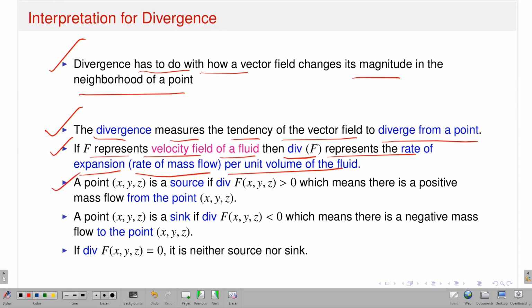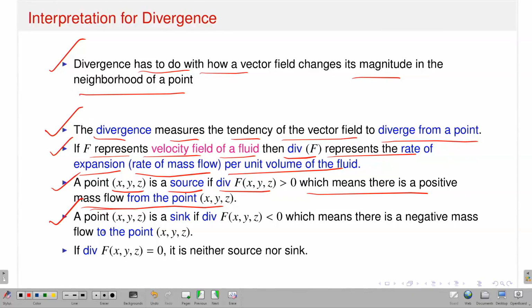Next one is a point x, y, z. You can note it down. A point x comma y comma z is a source if the divergence of my vector field capital F at the point x comma y comma z is positive, which means that there is a positive mass flow from the point x, y, z. So, you calculate the divergence of capital F at the point, and if it is strictly positive, because it is a scalar quantity, then there is a positive mass flow from the point.